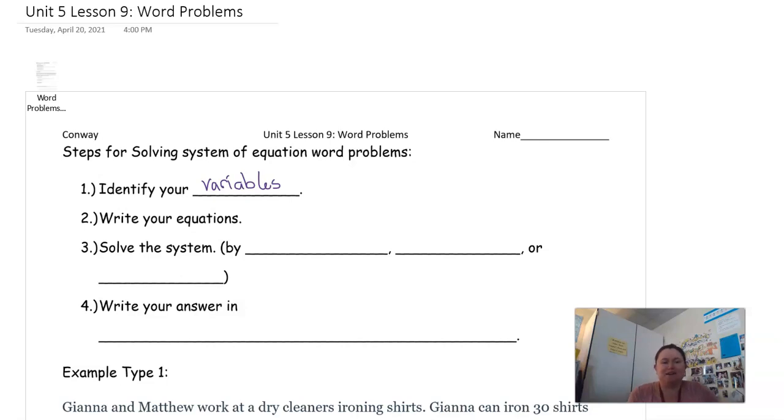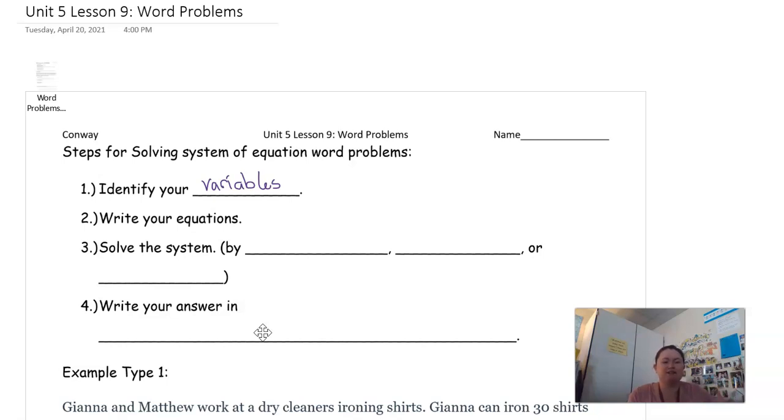Hey guys, it's Mrs. Conway, and today we're going to talk about solving systems of equations where it's a word problem. So we're going to be taking a word problem, writing a system of equations, and then solving it. So I actually laid out some steps for doing that.